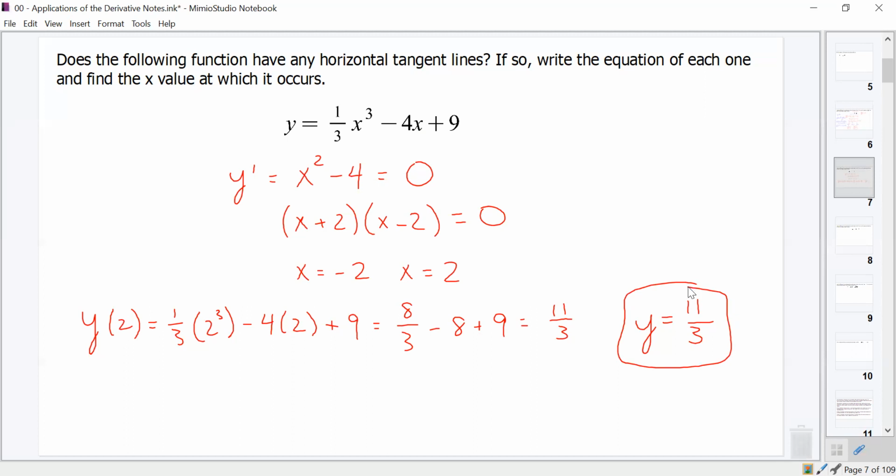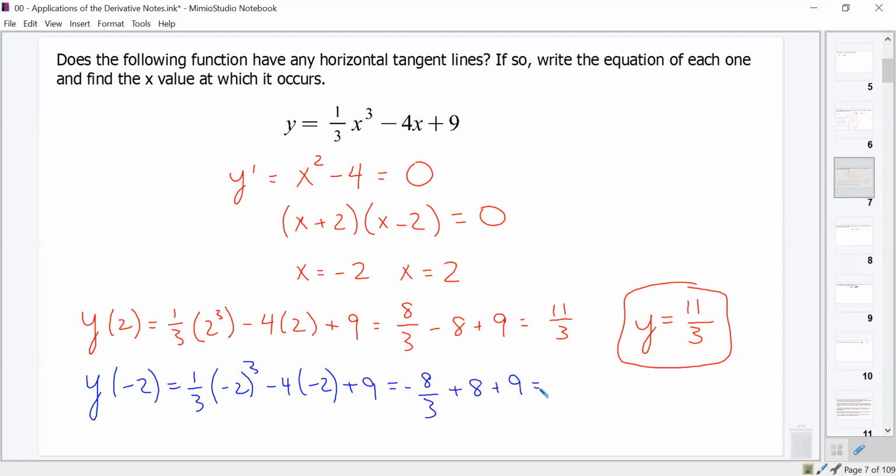And plugging in negative 2, we end up with 1/3 times negative 2 cubed minus 4 times negative 2 plus 9, or negative 8/3 plus 8 plus 9. 8 and 9 is 17, which is 51/3. And if you subtract 8/3 from 51/3, you get 43/3. So our other horizontal tangent line is y equals 43/3.